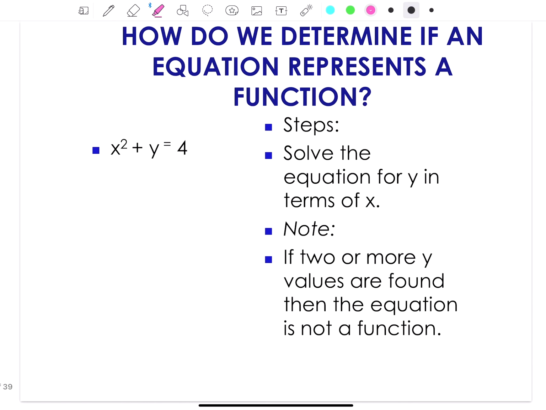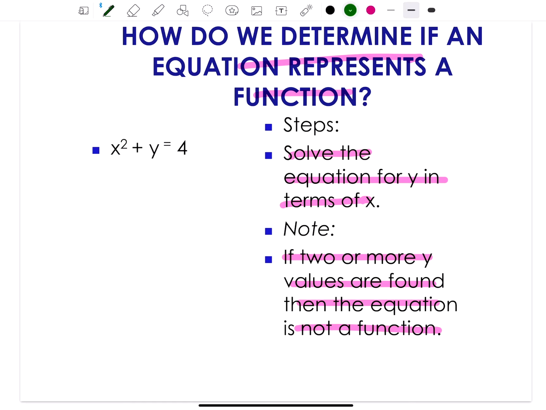How do we determine if a given equation represents a function? The steps: solve the equation for y in terms of x. If two or more y's are found, then that's a problem. That means it would not be a function, because one x value would be connected to more than one y, which fails the definition of function.